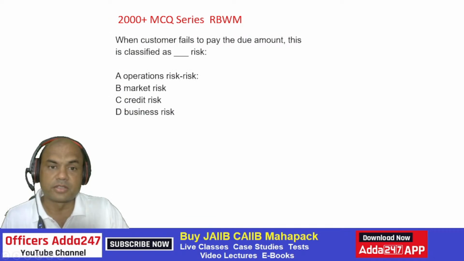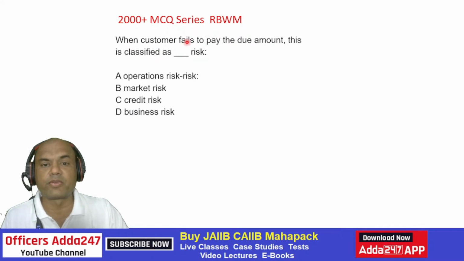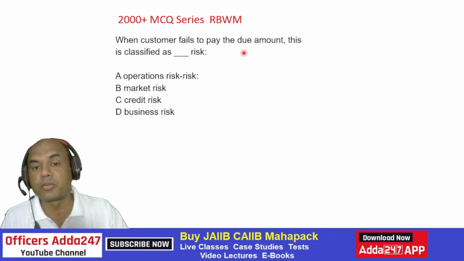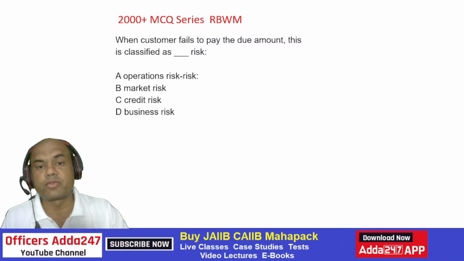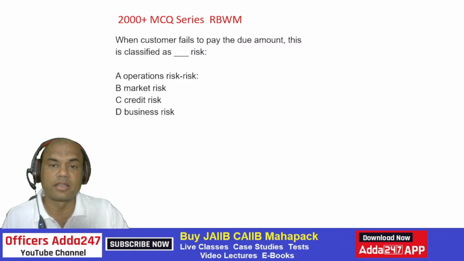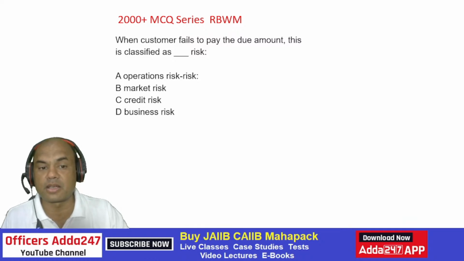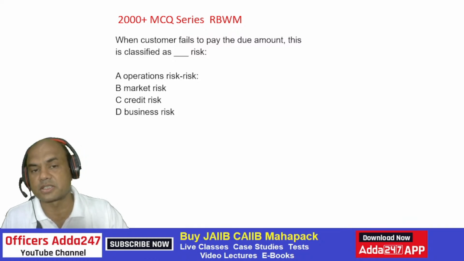Okay, so let's start. First question. When the customer fails to pay the due amount, this is classified as dash risk. Due amount means, what is the due amount? Basically, we are talking of EMI. So when the customer fails to pay the EMI, what do we call this? Operations risk, market risk, credit risk, or business risk.